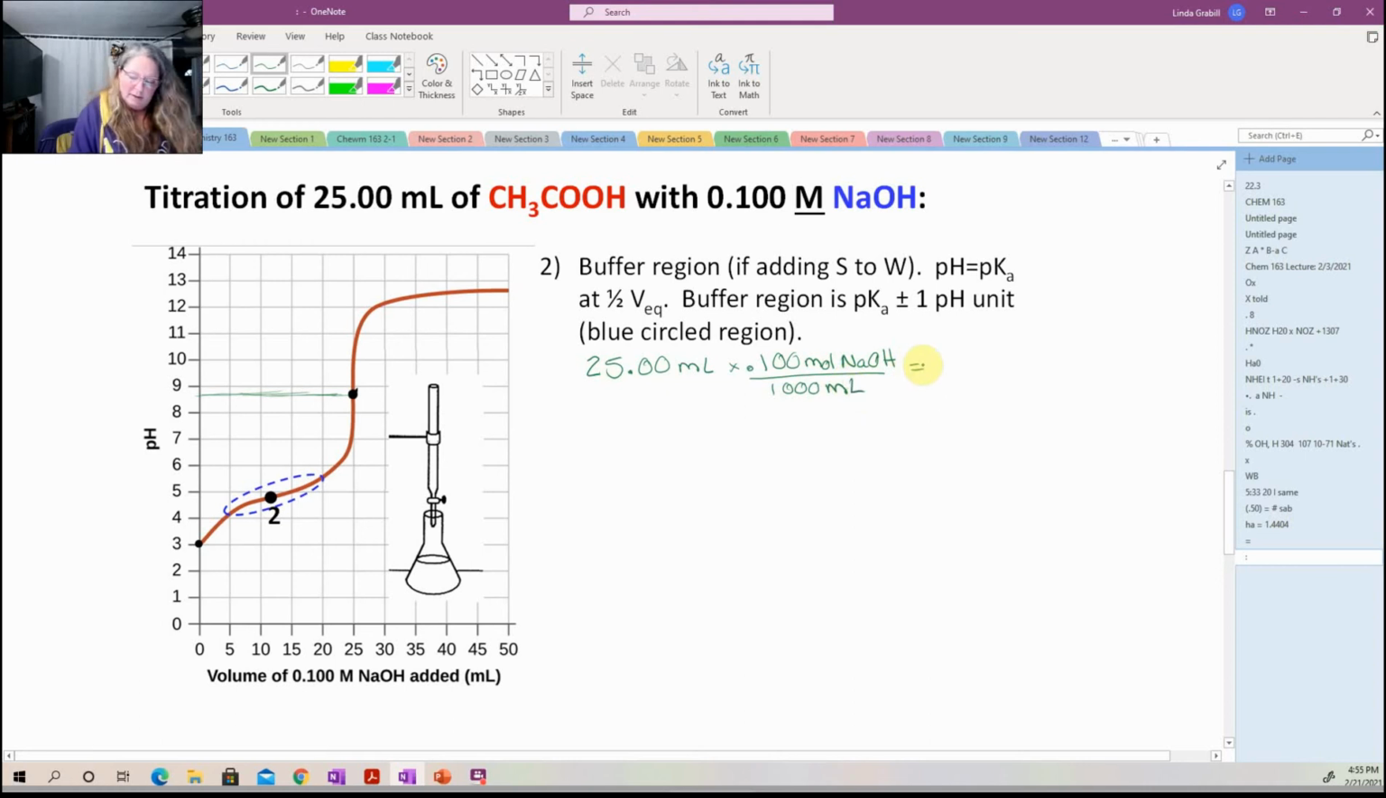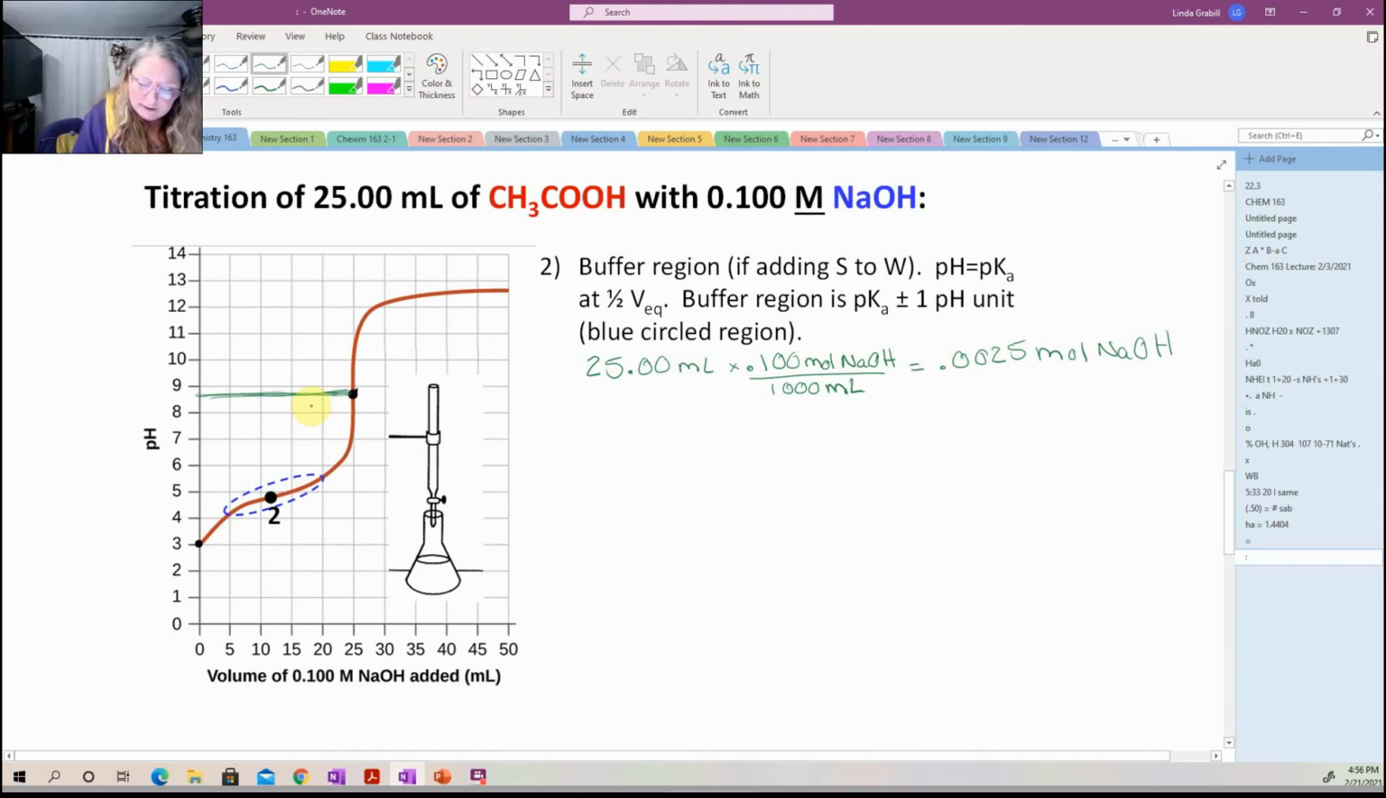And what does this get me? It says that I have used, let me do the math, 25.00 divided by 1,000 times 0.100. Helps if I type in the right numbers. Yep. 0.0025 moles of NaOH. That's what I've used. That's how many moles I've used at the equivalence point. So let's see how cool this is, how much we can figure out with that.